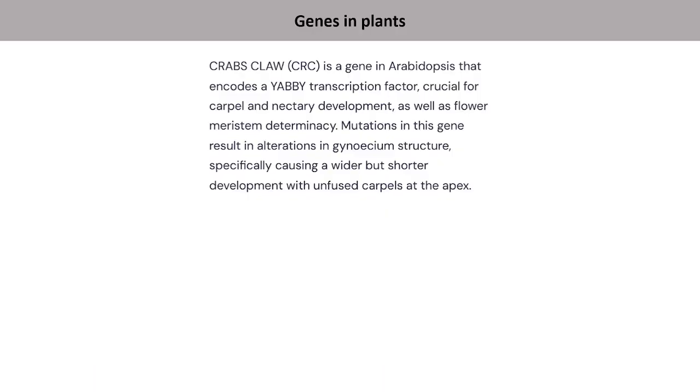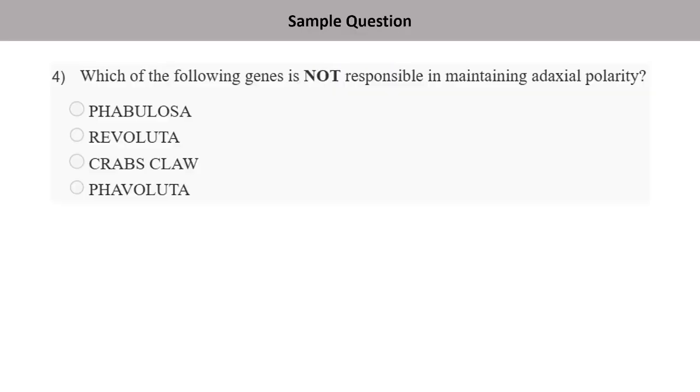Okay, so basically, this particular gene will be responsible for the development of the carpel. So coming back to our question, which of the following is not responsible for maintaining adaxial polarity? The answer will be Crab's claw, because the other three genes are responsible for maintaining the adaxial polarity, or basically for determining the structure of the leaf, whether it will be on the adaxial side or the abaxial side. Okay, I hope this concept is clear, and we'll move on to the next question.